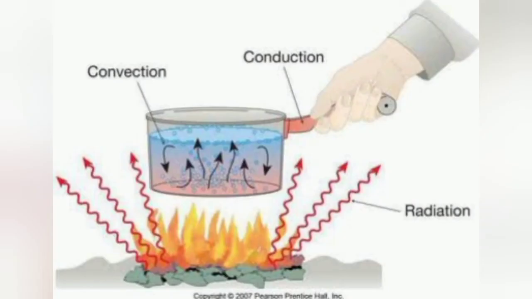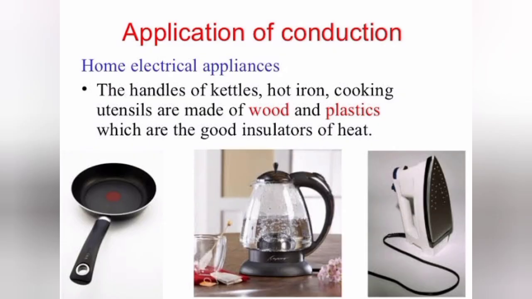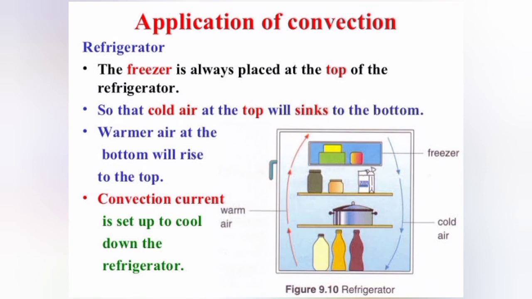Moving on to the applications of these three methods of thermal energy transfer. Firstly, conduction. So that can be used in electrical appliances. For example, the handles of kettles, pans, etc. are made of insulators so that heat cannot be conducted to your skin and your skin doesn't burn. Then we have the application of convection. That is, for example, fridge or air conditioners.